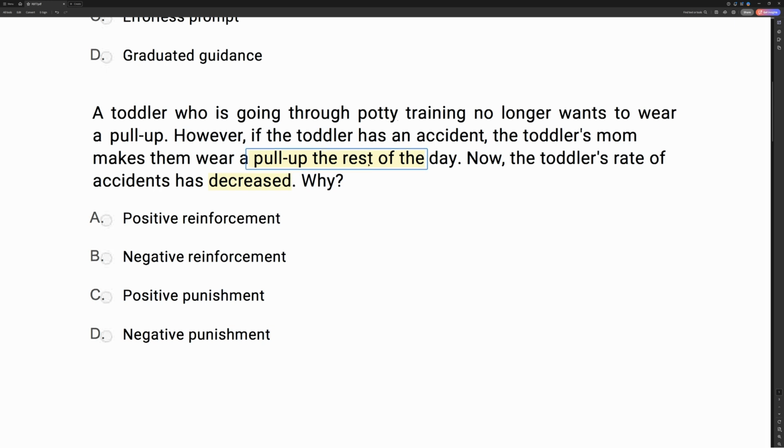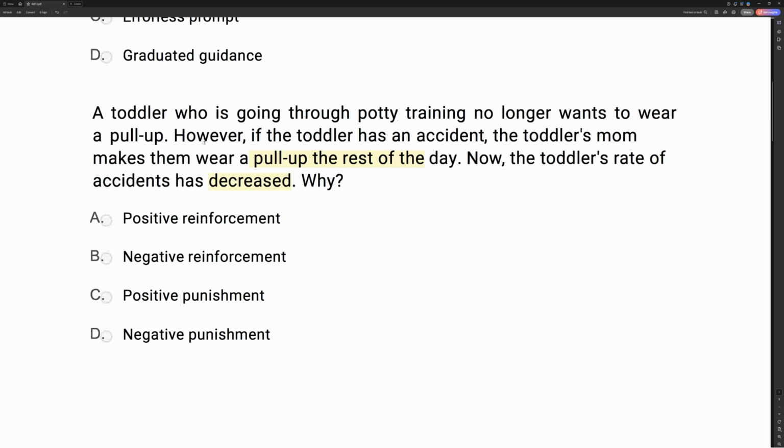As a result of this intervention, where a toddler has an accident and mom makes them wear a pull-up, what has happened? Well, the behavior has decreased. So to me, this looks like a pretty clear punishment procedure. If you look at A and B, both have reinforcement. If the behavior decreases, it can never be reinforcement. That cannot change. Reinforcement only increases. It will never decrease behavior. So A and B are immediately out. That leaves us with C and D, positive punishment or negative punishment.